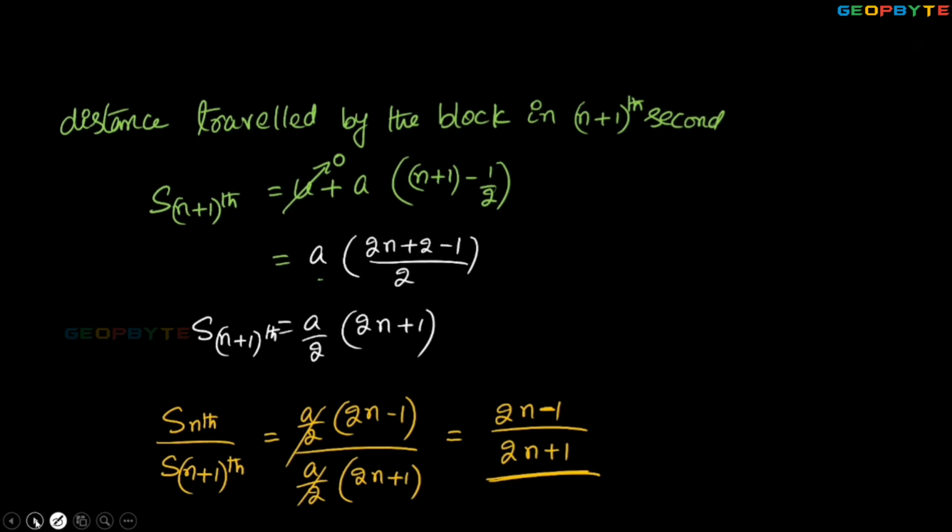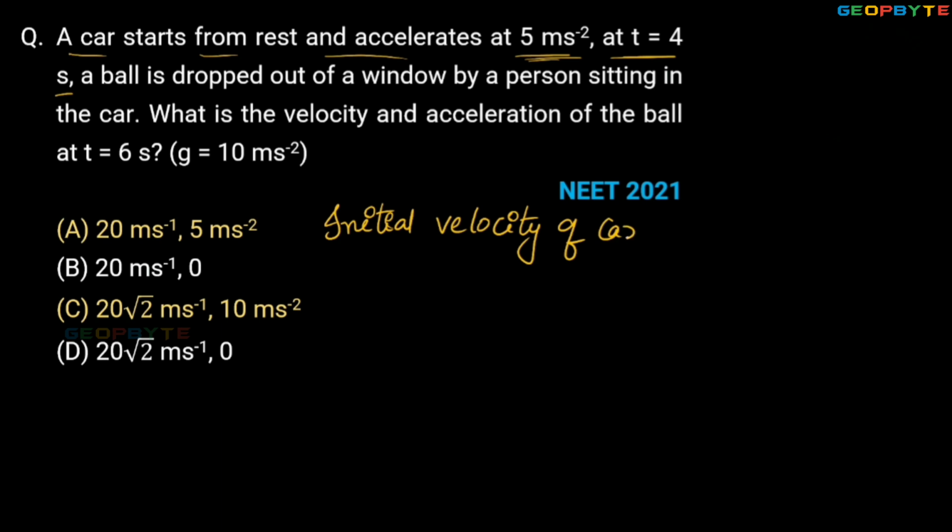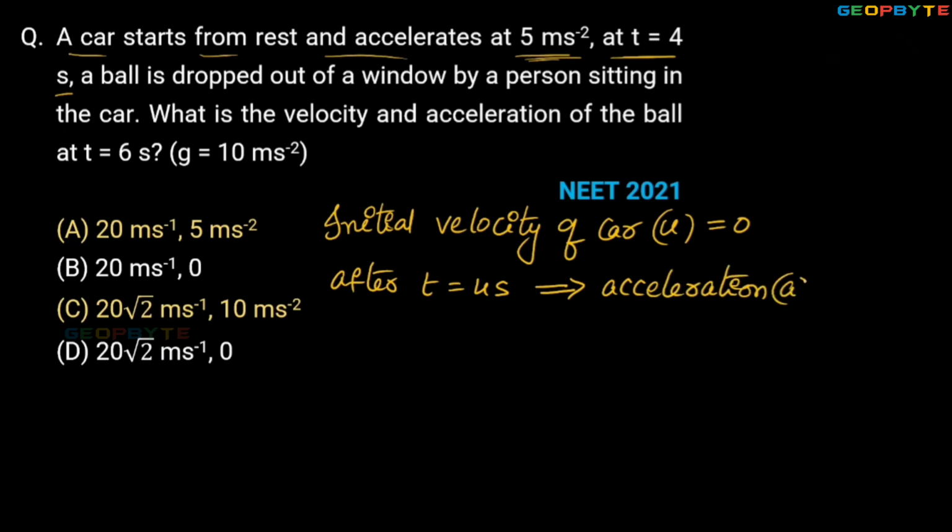GeopByte. Let us take another important problem. Look at this problem. It is asking like this. A car starts from rest and accelerates at 5 meter per second square at t equal to 4 seconds. Okay. Car starts from rest means the initial velocity of the car, that is u equal to 0. After t equal to 4 seconds, the acceleration of the car equal to 5 meter per second square.